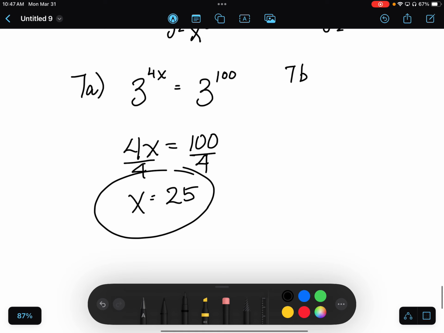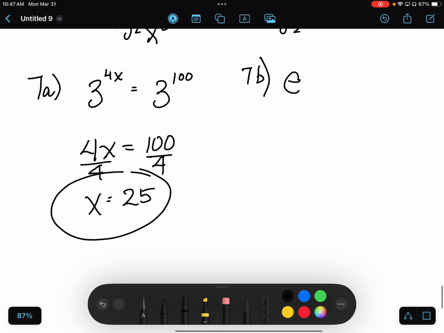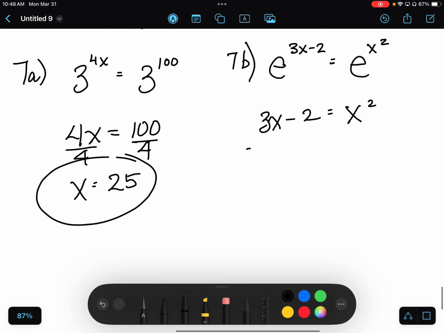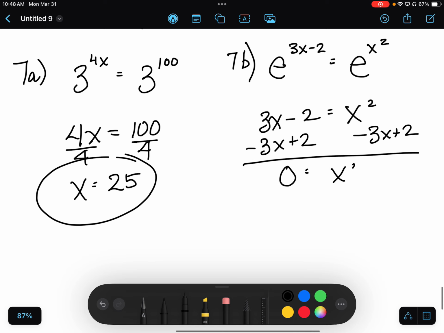Seven B has e to the 3x minus 2 equals e to the x squared, I think that says. And again, if the bases are the same, then the exponent should be the same. So 3x minus 2 equals x squared. How do I solve a quadratic? Yeah, move everything over to one side. So I'm going to add all those and subtract all those. So I get 0 equals x squared minus 3x plus 2.